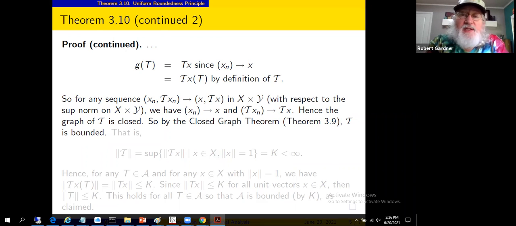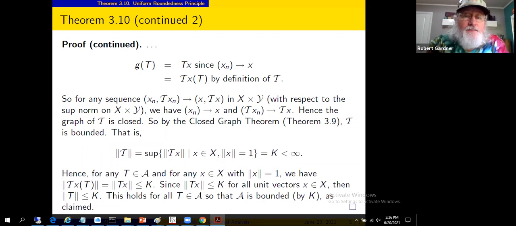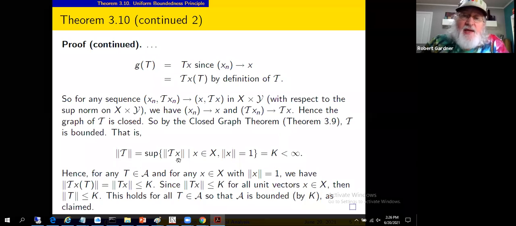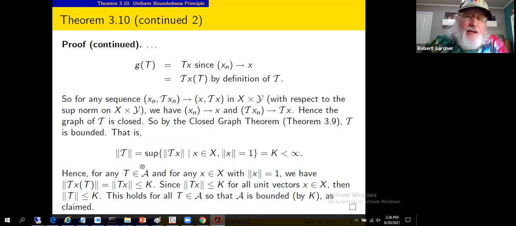Well, calligraphy T is bounded. That is, calligraphy T is defined to be the supremum of the norm of calligraphy T of x, where x ranges over normed linear space X, and by definition of sup norm, we take unit vectors, norm of x equals 1. And this is some parameter K that's finite. There's the bound on calligraphy T.